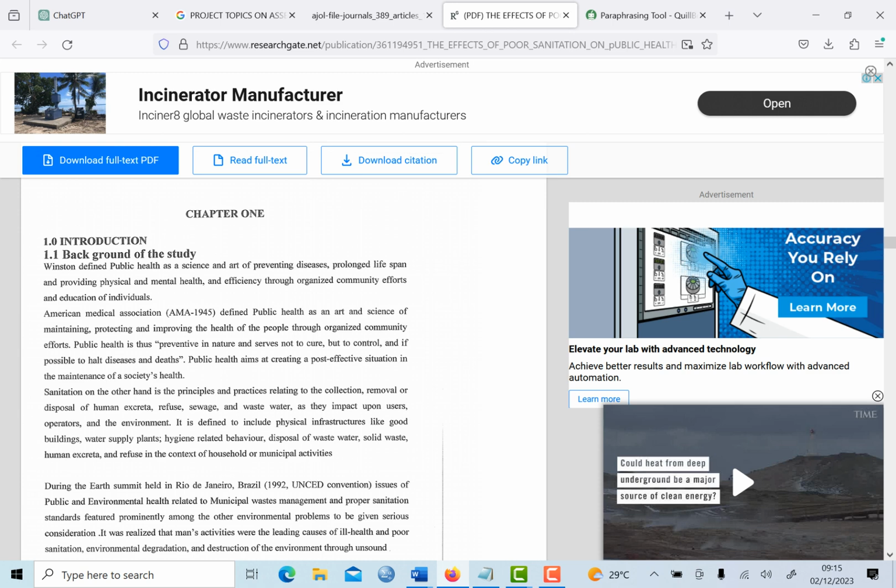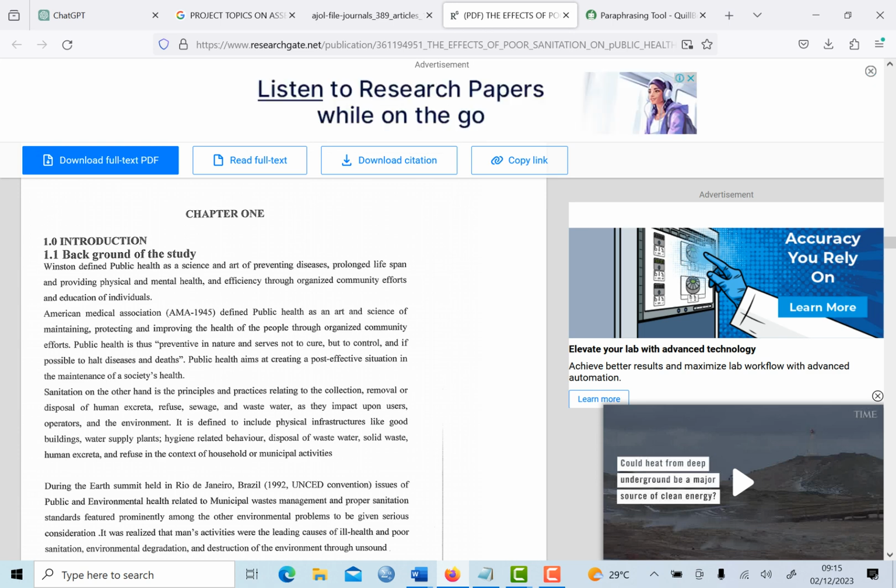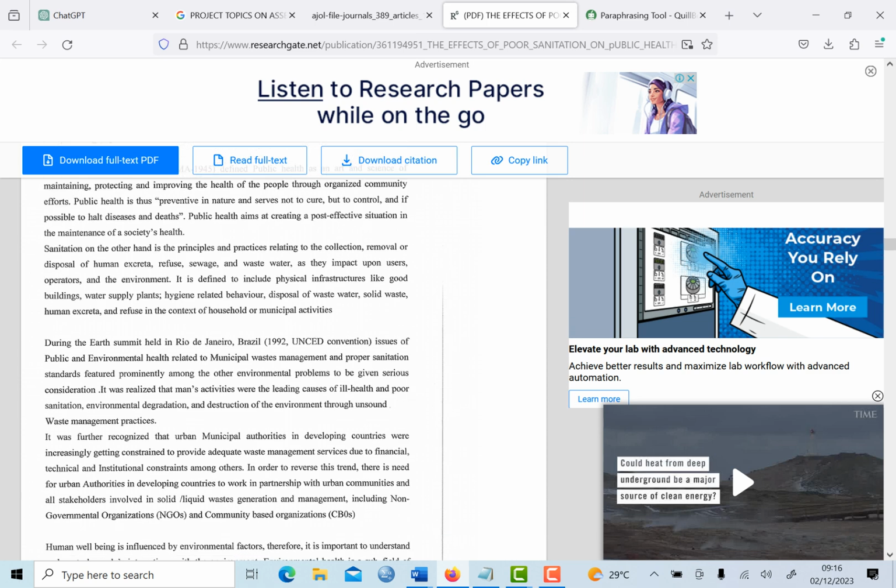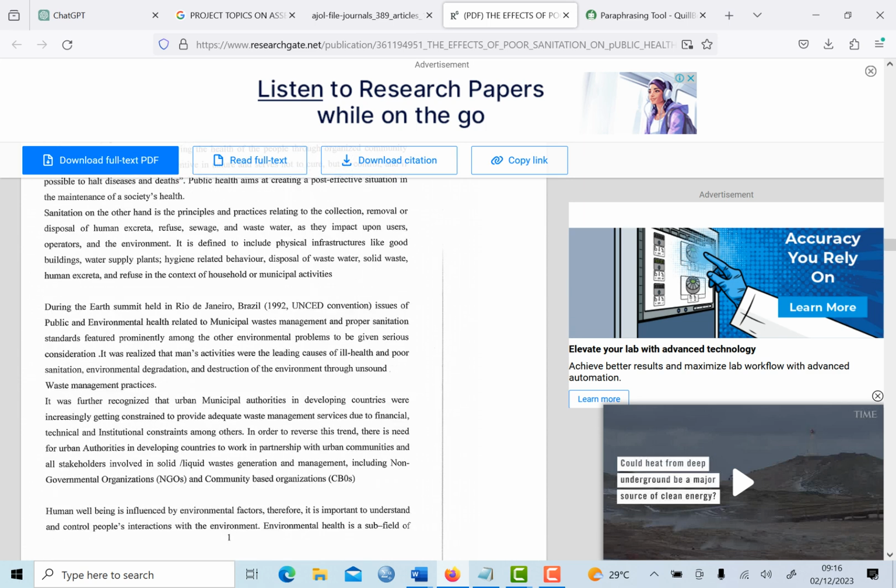So if you check, this has a professional background. From what I can see, Wilson defined public health as the science and art of preventing disease, prolonging lifespan, and providing physical and mental health and efficiency through organized community efforts and education of individuals. The American Medical Health Association (AMA) defines public health as the art and science of maintaining, protecting, and improving the health of the people through organized community efforts. Public health is thus preventive in nature and serves not to cure but to control.